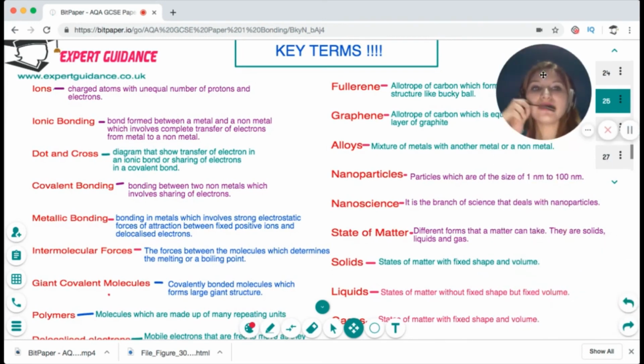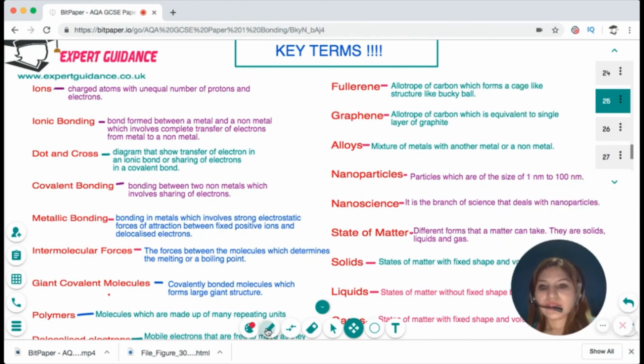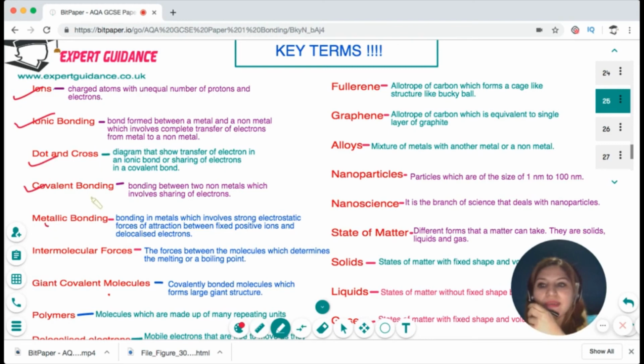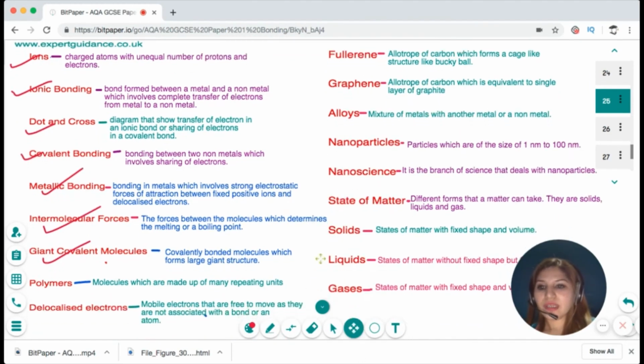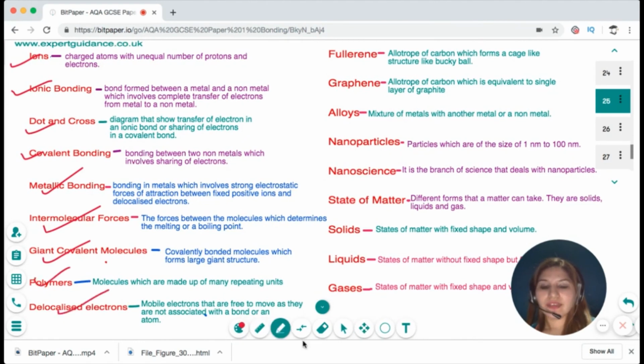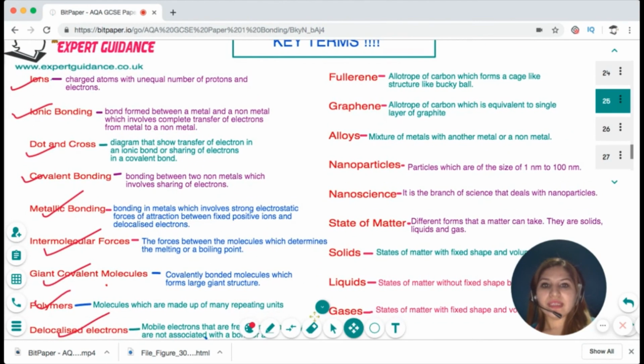Okay, so now let us revise the key terms that we did in this topic. We talked about ions, ionic bonding, dot and cross, covalent bonding, metallic bonding, intermolecular forces, giant covalent molecules, polymers, delocalized electrons, fullerene, graphene, alloys, nanoparticles, nanoscience, states of matter: solid, liquids, and gases.